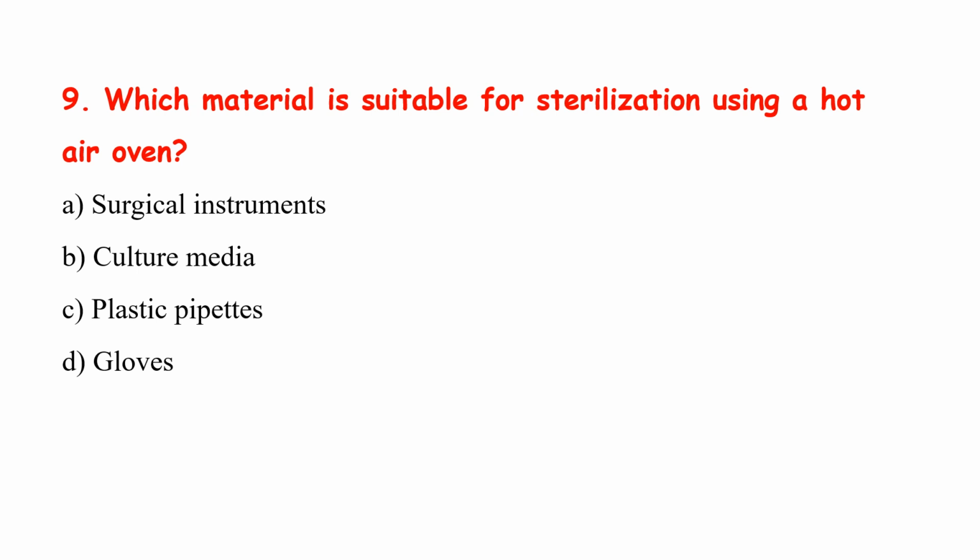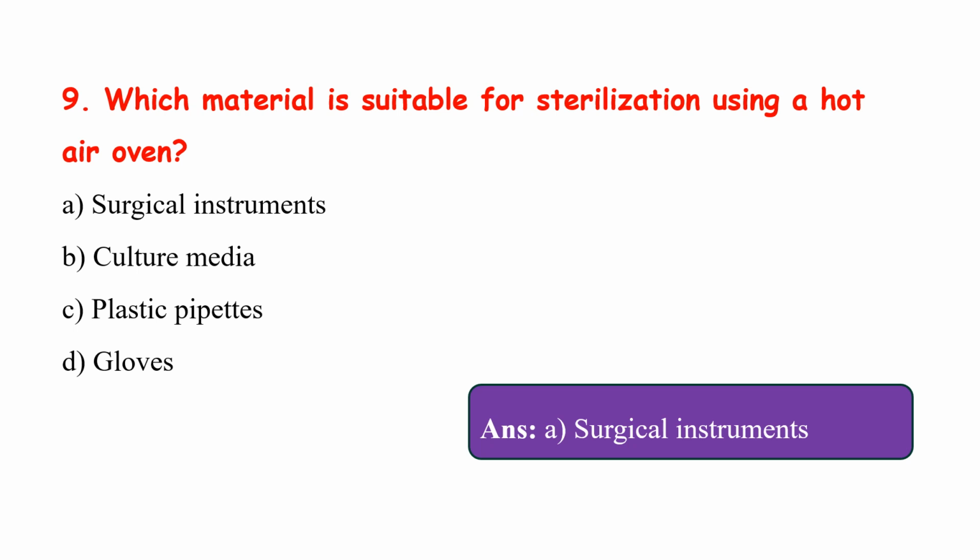Which material is suitable for sterilization using a hot air oven? Surgical instruments, culture media, plastic pipettes, gloves. The correct answer, surgical instruments.